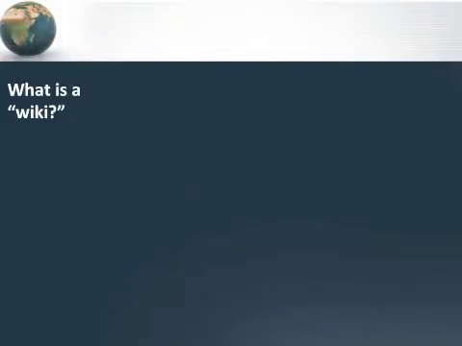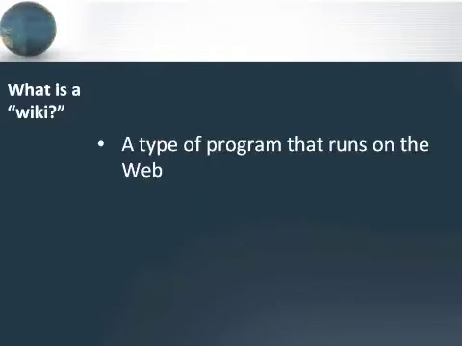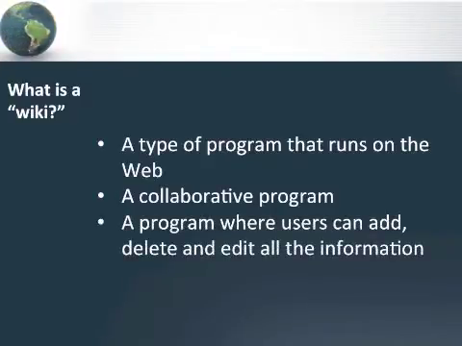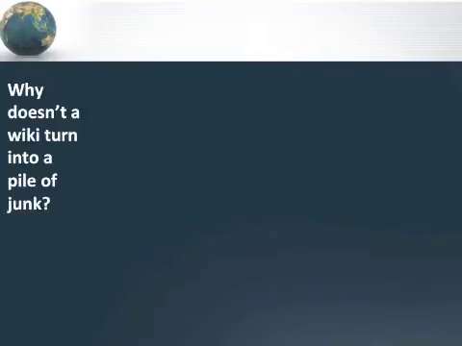First, we need to understand what is a wiki. A wiki is a program that runs on the web. It is not a program that runs on your computer. You need to have a browser in order to work with the wiki, a browser such as Internet Explorer, Safari, Chrome, Firefox, and any other browser. It is also a collaborative program, meaning that people participate in creating the content that goes into the wiki. But more importantly, it's a program where the users can add, delete, and edit all the information that goes into the huge database. So the question is, why doesn't it turn into a pile of junk?